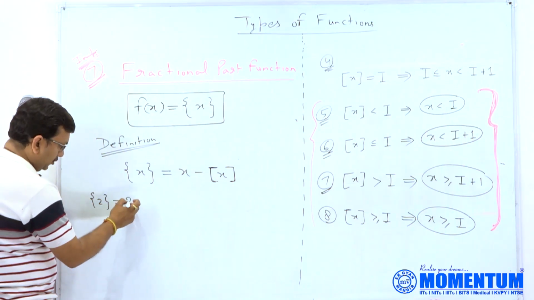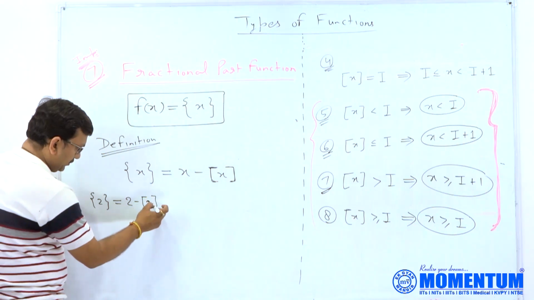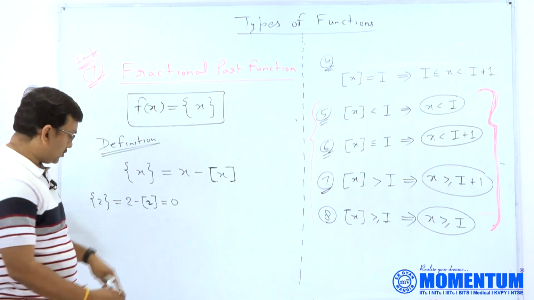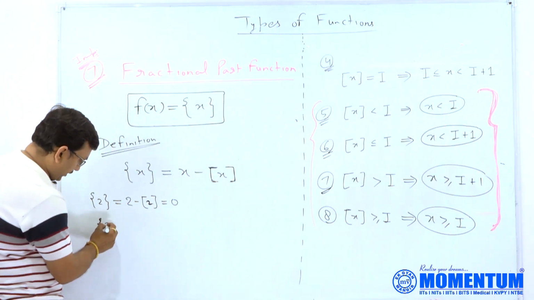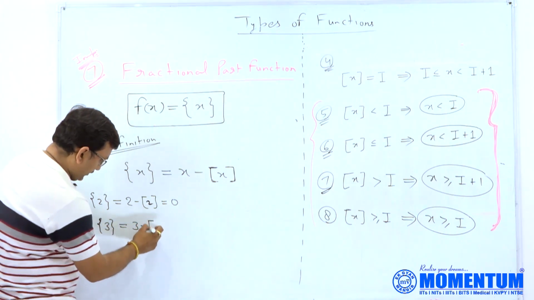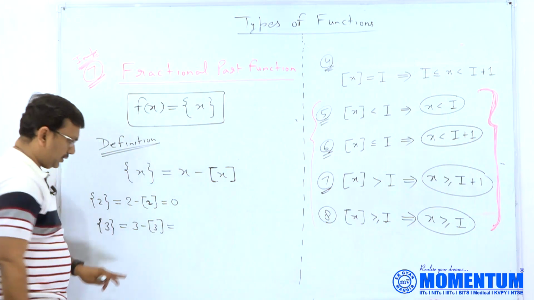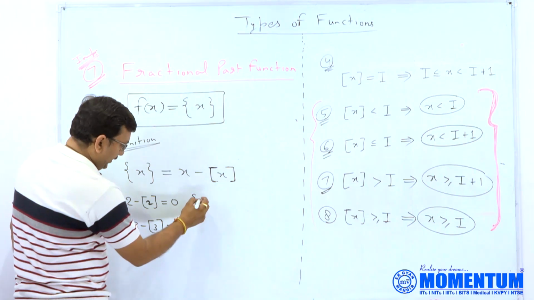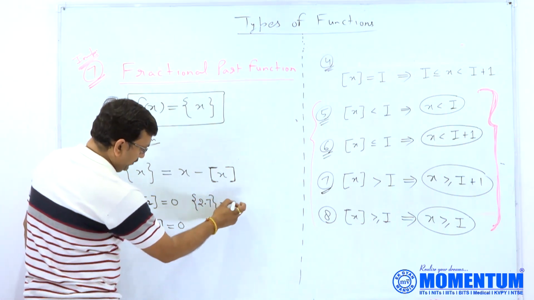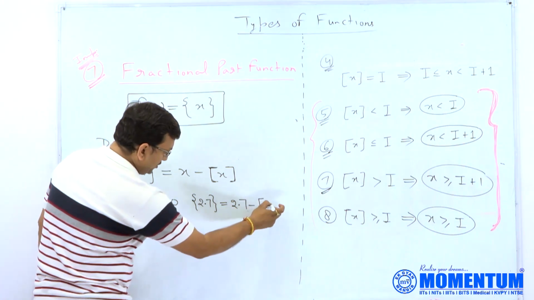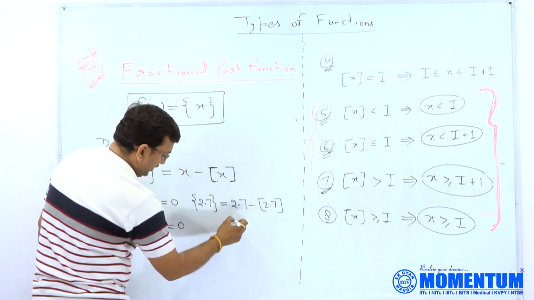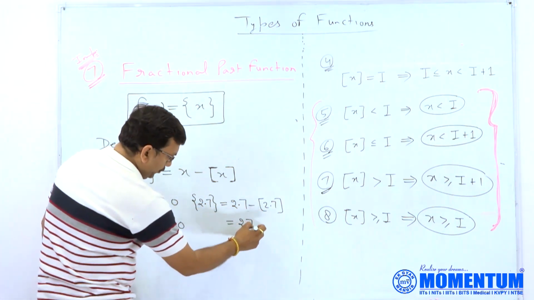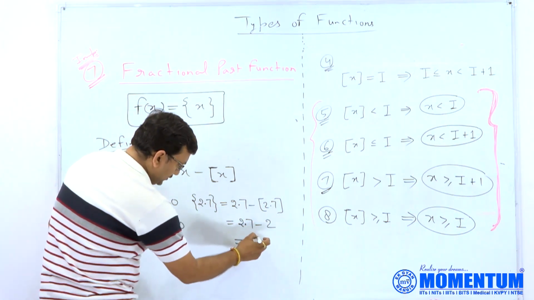Curly bracket 2 will be how much? 2 minus square bracket 2. बताइए कितना होगा? It will be 0. 2 का स्क्वायर ब्रैकेट क्या होता है? 2 होता है, तो 2 minus 2 0. Curly bracket 3 will be 3 minus square bracket 3. Now 3 का स्क्वायर ब्रैकेट 3, तो 3 minus 3 0. Curly bracket 2.7 will be 2.7 minus square bracket 2.7. Tell me this one. 2.7 का स्क्वायर ब्रैकेट 2, तो 2.7 minus 2, what's the answer? 0.7.